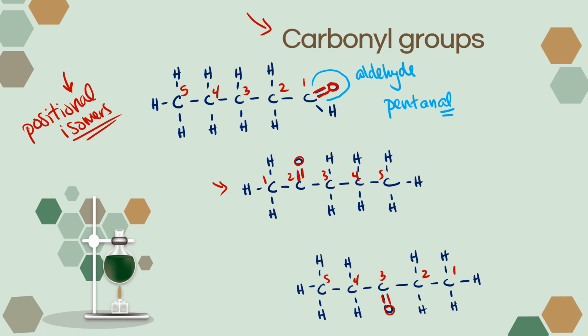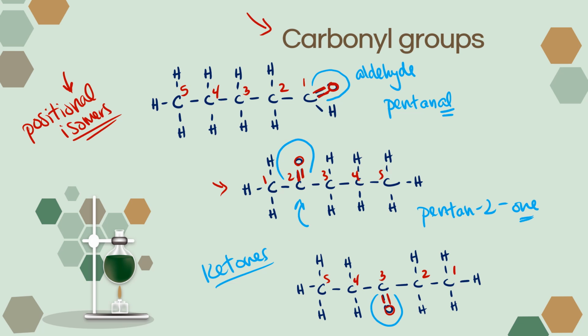If we have our double bonded oxygens, carbonyl groups, not in the terminal position, but somewhere in the middle of the carbon chain, we might have to add some numbers. So this guy is on carbon number 2 and this guy is on carbon number 3. Both of these are going to be ketones because we do not have the carbonyl group at the terminal position, but instead somewhere in the middle of the chain. And so this one on carbon number 2 is going to be pentan-2-one because it's a ketone. And this guy is going to be pentan-3-one.